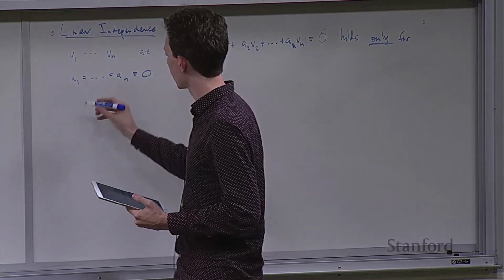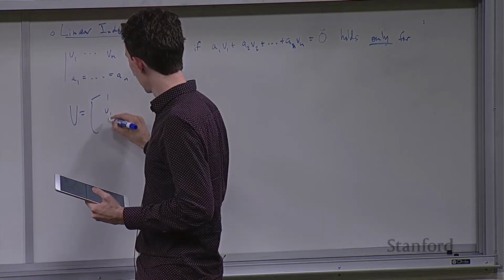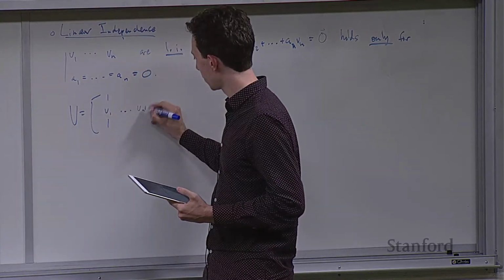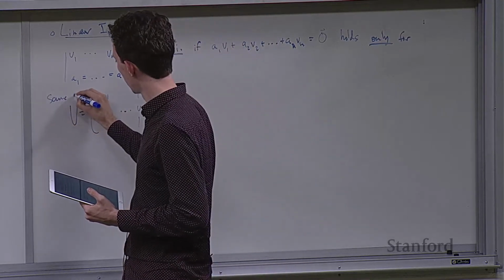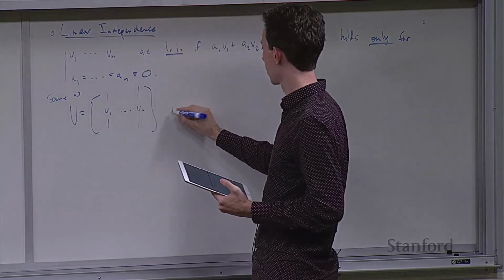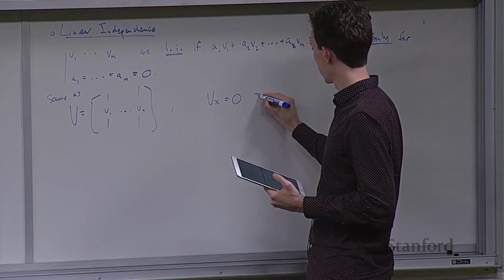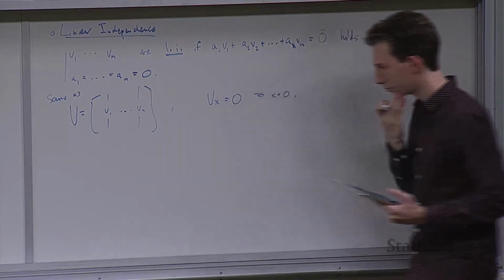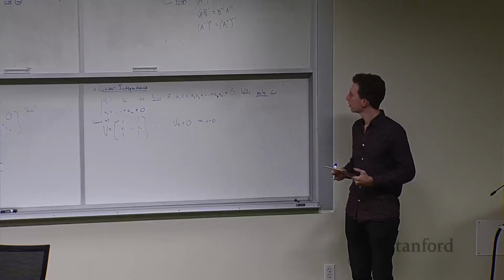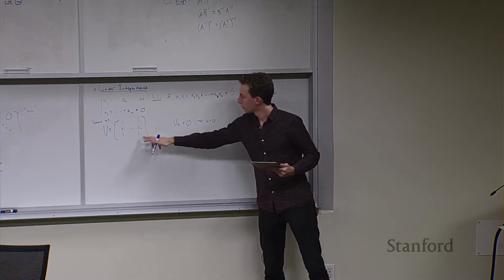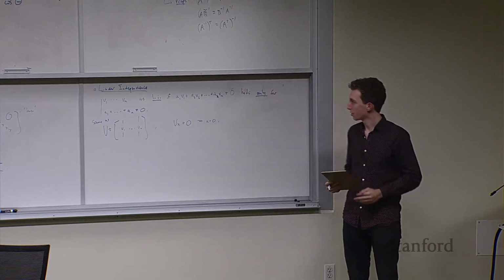Another way of saying that these vectors are linearly independent is by saying we have a matrix V where I put these vectors as columns in the matrix. So this is the same as this matrix, and the only solution to this is x equals 0. This is related to things like rank-nullity, if that rings any bells. But this is just a way of thinking about this property in terms of matrices rather than just sets of vectors.